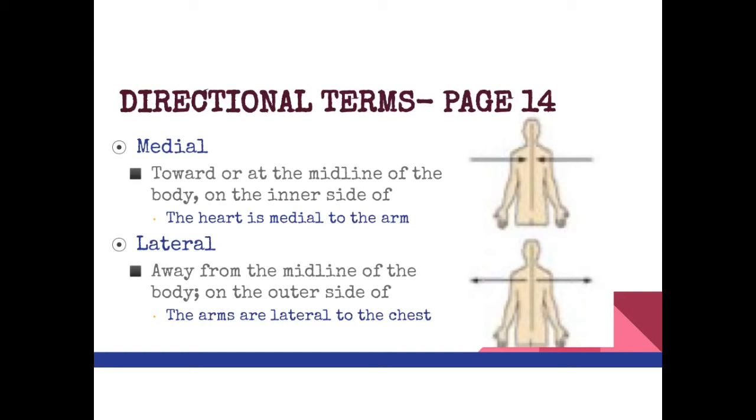And then lateral means away from the midline of the body or on the outer side of. So the arms are lateral to the chest. So arms are on the outer part or away from the midline in comparison to the chest.